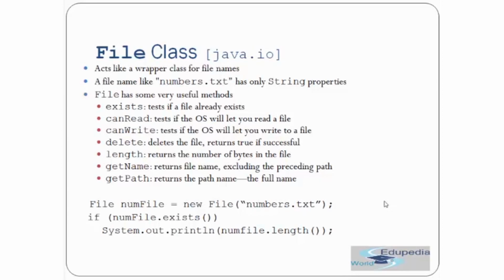Then we have getName. getName returns the file name, excluding the preceding path. Then we have getPath, which returns the path name, that is, the full name of the path. Fine. So let's go to File numFile, which is equal to new File("numbers.txt"). If numFile.exists, then System.out.println will give you the length. Okay, so let's move forward.